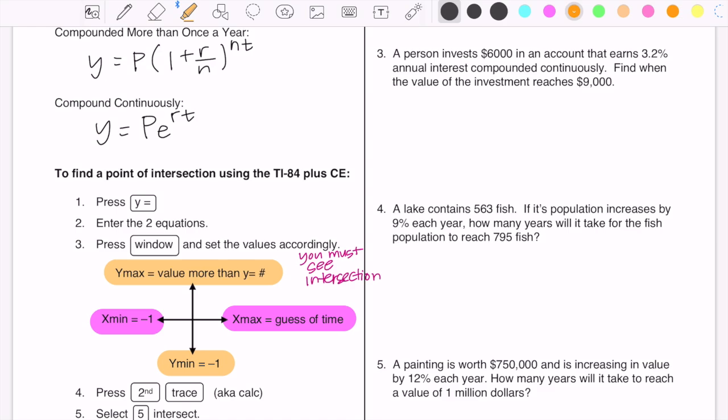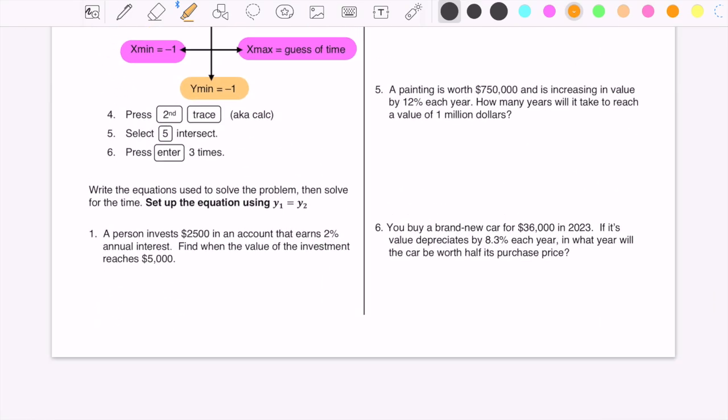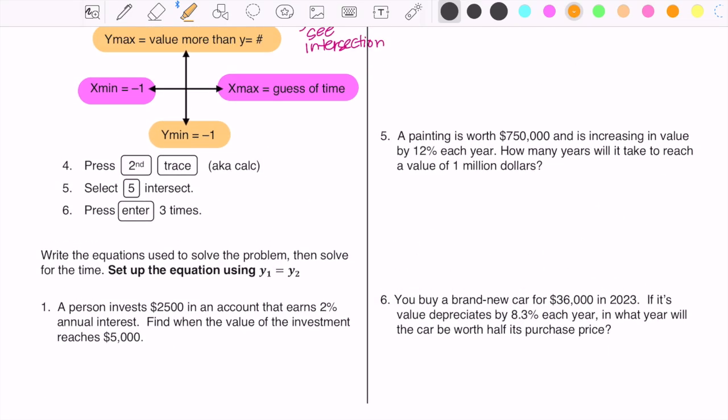Okay, so then after that, you're going to pull up the calculate menu. You do that by hitting second trace, and then you're going to press 5 for intersect, and then press enter 3 times. Okay, so those are the directions. We're going to see it in action right here. It says write the equations used to solve the problem, then solve for the time.